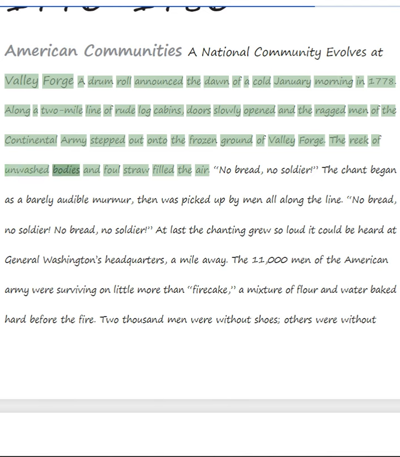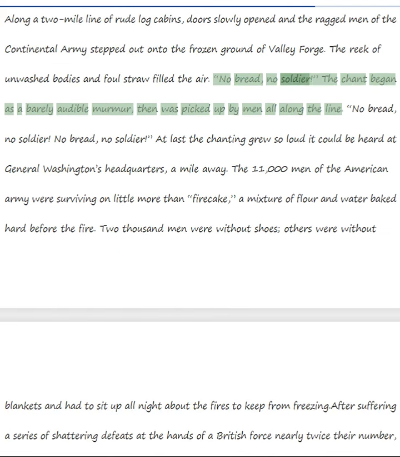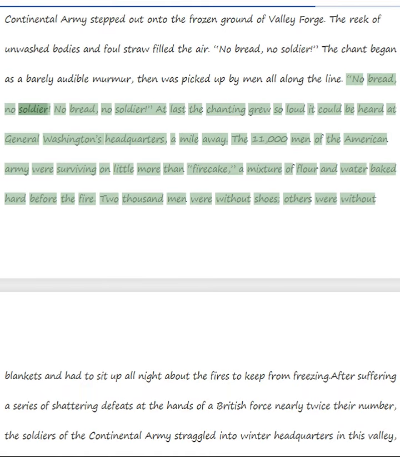The reek of unwashed bodies and foul straw filled the air. "No bread, no soldier." The chant began as a barely audible murmur, then was picked up by men all along the line. "No bread, no soldier." At last the chanting grew so loud it could be heard at General Washington's headquarters, a mile away. The 11,000 men of the American Army were surviving on little more than fire cake, a mixture of flour and water baked hard before the fire.